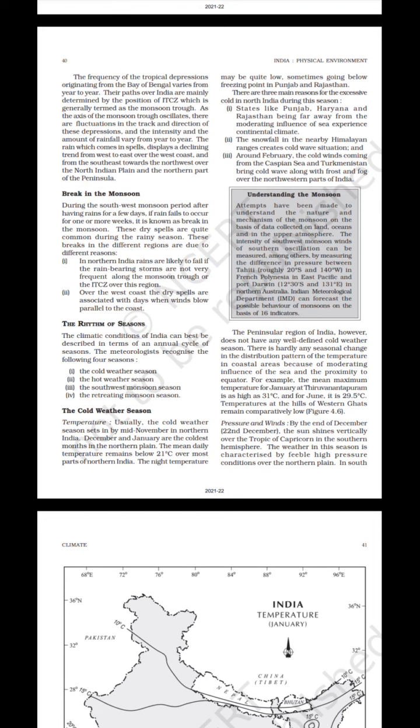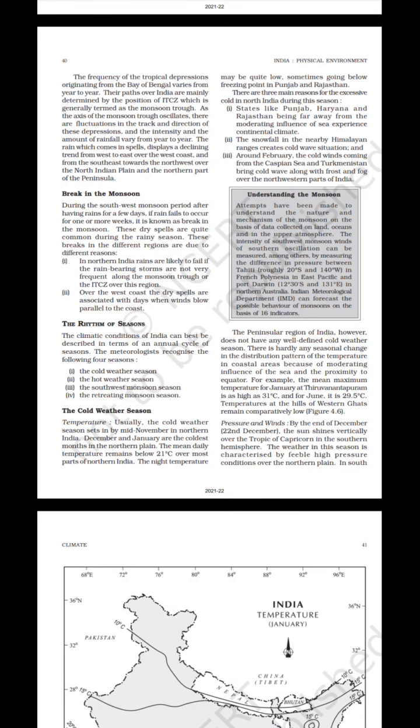The peninsular region of India, however, does not have any well defined cold weather seasons. There is hardly any seasonal change in the distribution pattern of the temperature in coastal areas because of the moderating influence of the sea and the proximity to equator. For example, the mean maximum temperature for January at Thiruvananthapuram is as high as 31 degrees Celsius, and for June it is 29.5 degrees Celsius. Temperature at the hills of Western Ghats remain comparatively low.